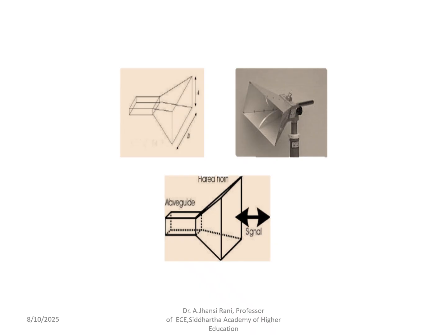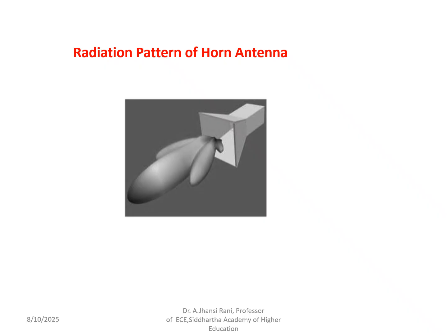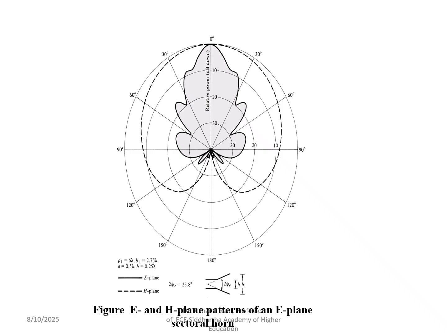You can see the waveguide, and this is the flare, and this is the signal going in the forward and backward direction. See, this is the radiation pattern, how it is radiating from the horn antenna. Maximum is in the direction of the beam or mouth or aperture of the antenna.